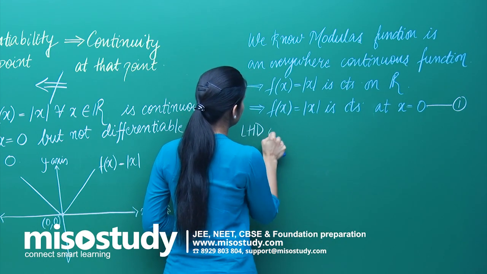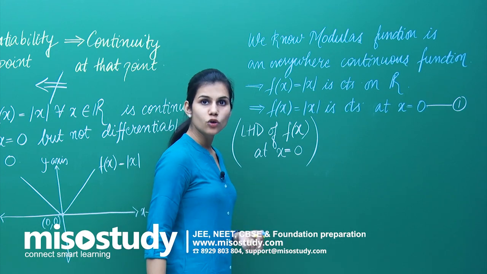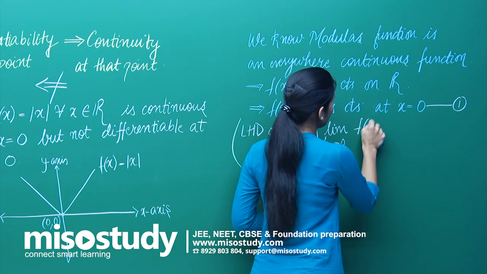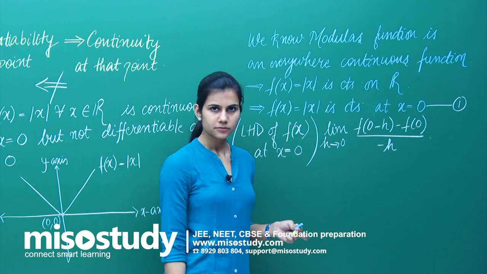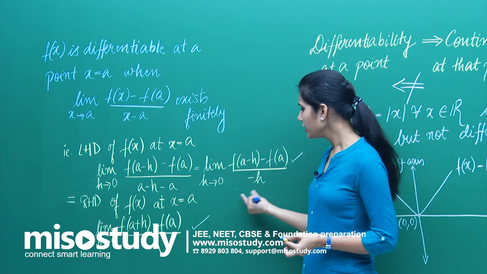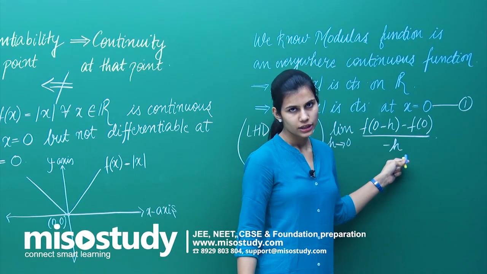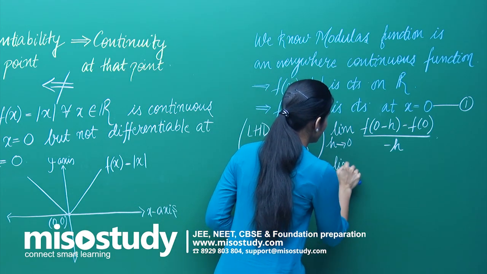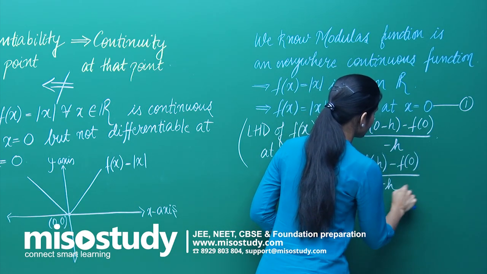So let's begin with the left-hand derivative. The left-hand derivative of f(x) at x equals 0 will be what? Limit h tends to 0, f(0 minus h) minus f(0) whole upon minus h. Just see, h tends to 0, f(a minus h) minus f(a) whole upon minus h. Here my a is 0, so limit h tends to 0, f(0 minus h) minus f(0) whole upon minus h. I can write it as limit h tends to 0, f(minus h) minus f(0) upon minus h.